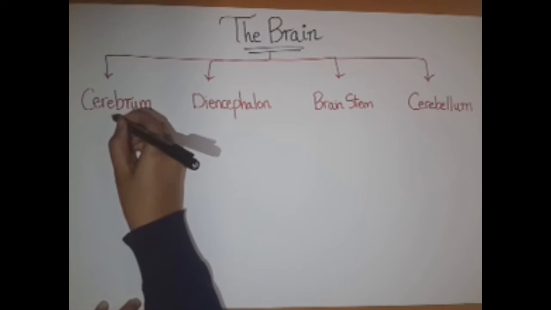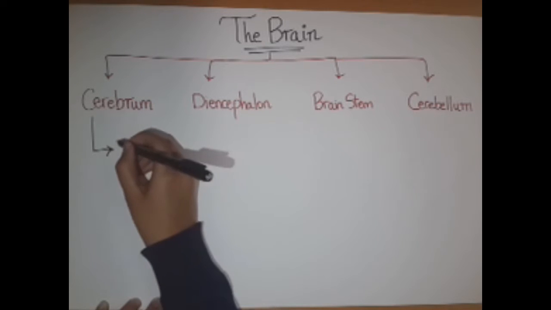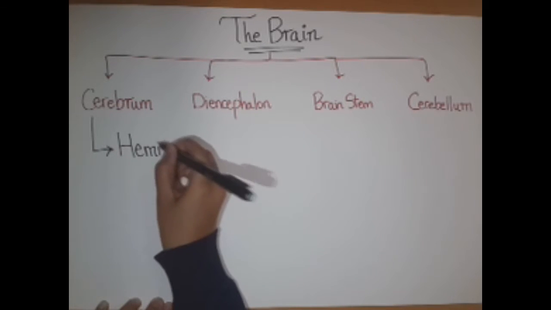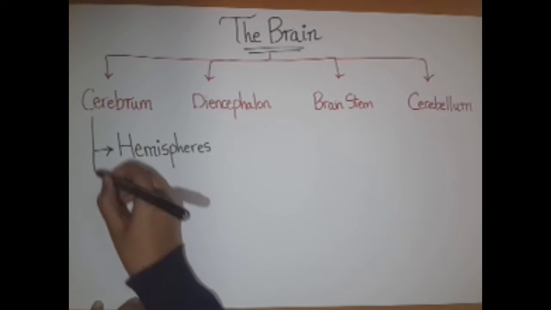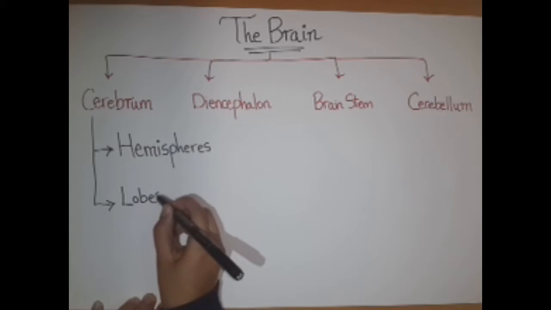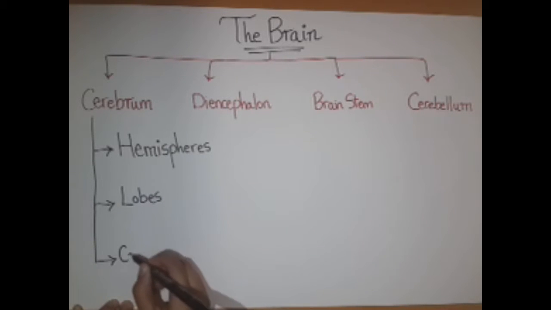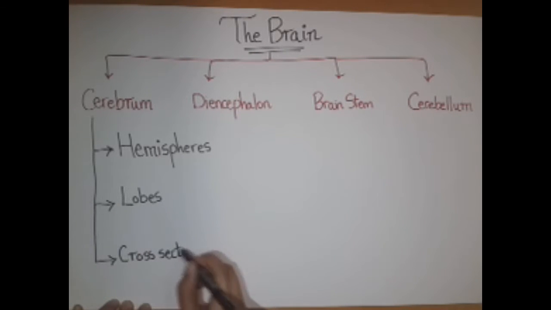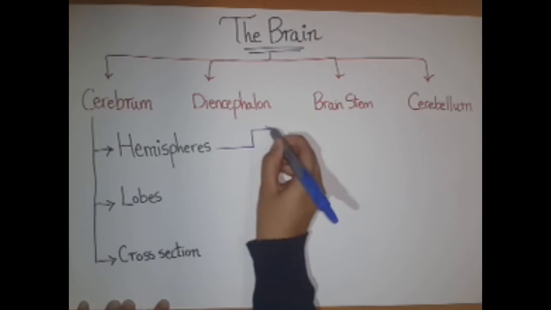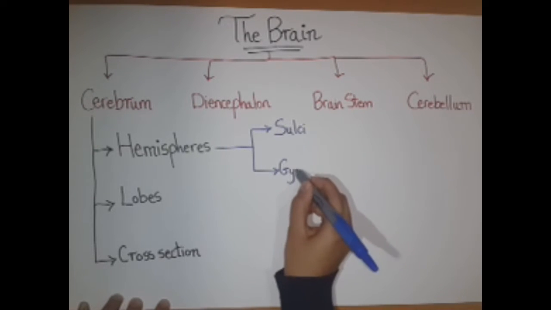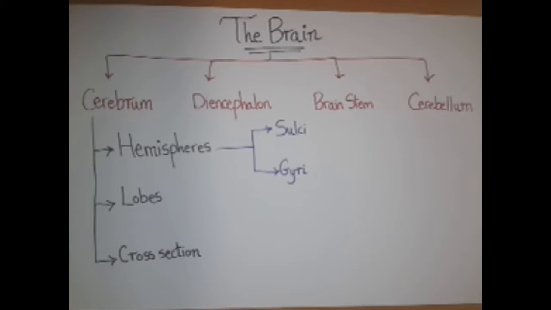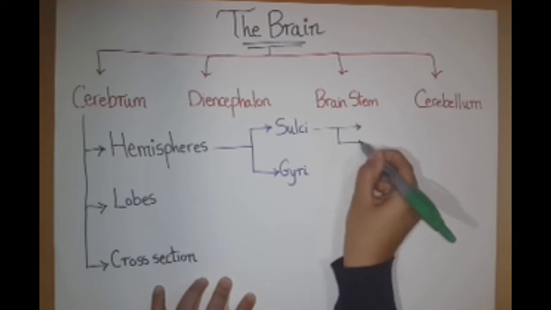So let's look further into what the cerebrum is. The cerebrum can be described as hemispheres, both the right and the left hemispheres. It can also be further divided into lobes. And finally, we can look at the cross-section of the cerebrum. But first, let's take a look at the hemispheres. The hemispheres can be divided into 2 different sections, the sulci and the gyri. The sulci are the major grooves in the brain, while the gyri are the convolutions that make up those grooves.